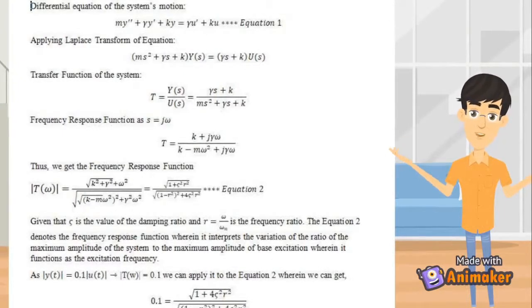Applying the Laplace transform of the equation, we have (m s squared plus gamma s plus k) Y(s) equal to (gamma s plus k) U(s). For the transfer function of the system, we have T equal to Y(s) over U(s), which is also equal to (gamma s plus k) over (m s squared plus gamma s plus k).